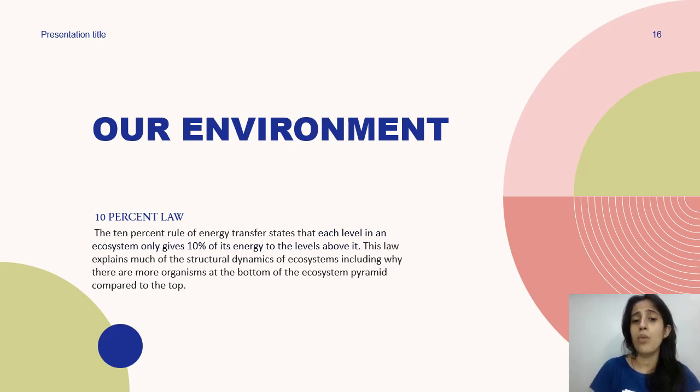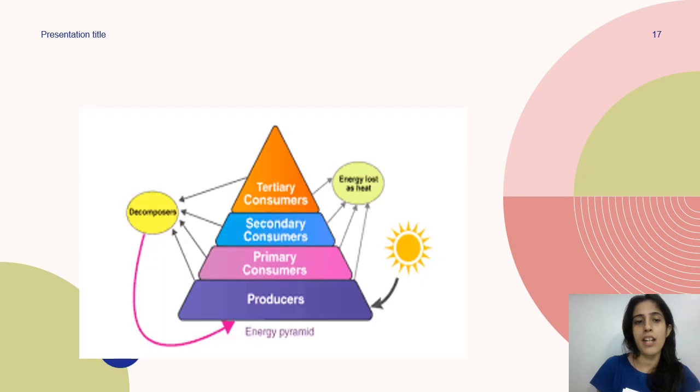At the bottom of the ecosystem, there are more organisms in comparison to the upper levels, like this is the producer, this is the primary consumer, secondary consumer, tertiary consumer. Producers are plants. Let us take an example. There will be the plant, and after that there will be the deer, and after that there will be the lion, and after that there will be a man as tertiary consumer. And all these have decomposers. Energy is lost as heat in all these. So this is how the energy is getting converted.